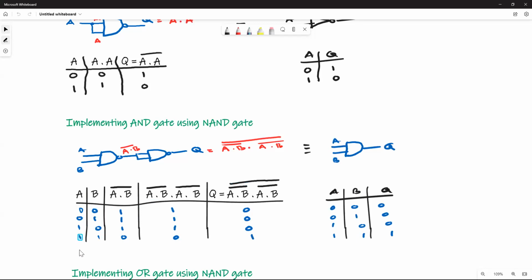If you write the truth table, you see that this is similar to an AND gate. I think the logic is understandable. We have a NAND gate, we put a NOT gate. For that, we take another NAND gate and short circuit it. And at the end of the day, we are getting an AND gate.